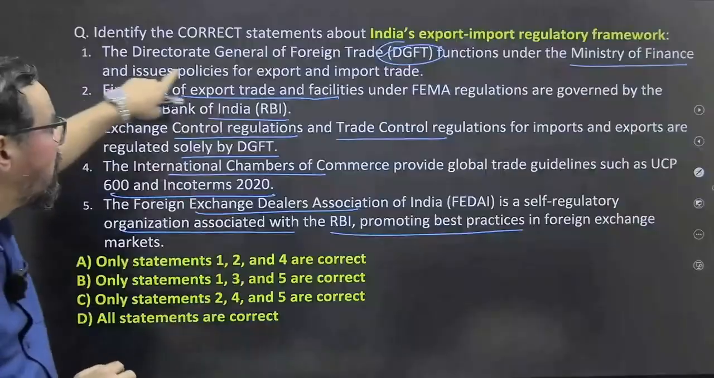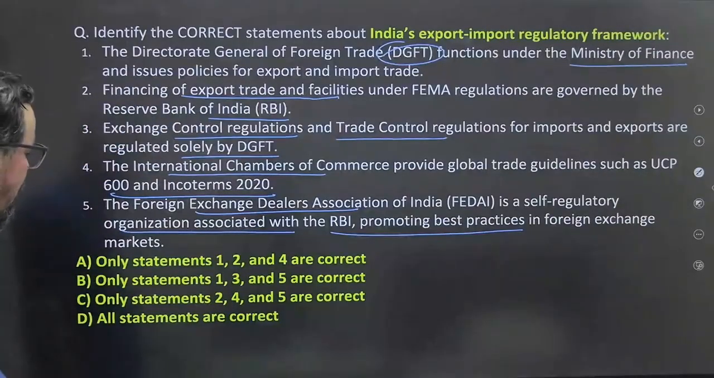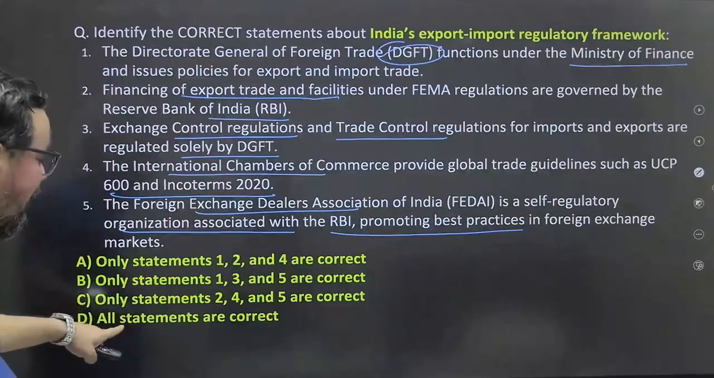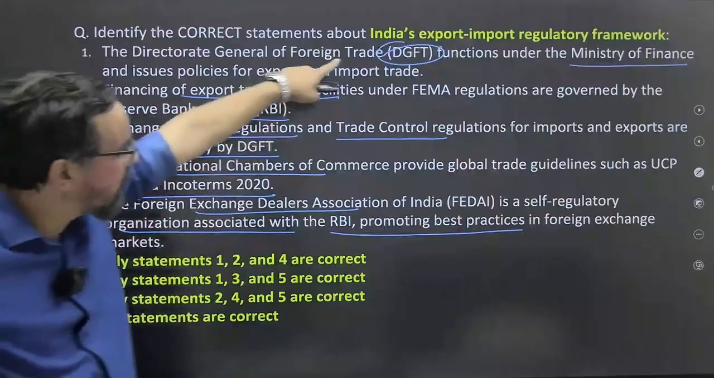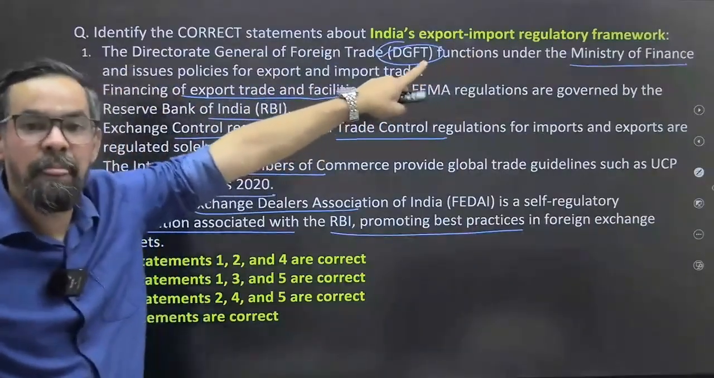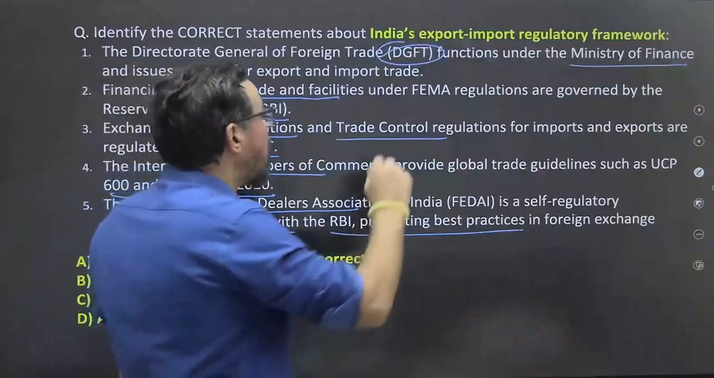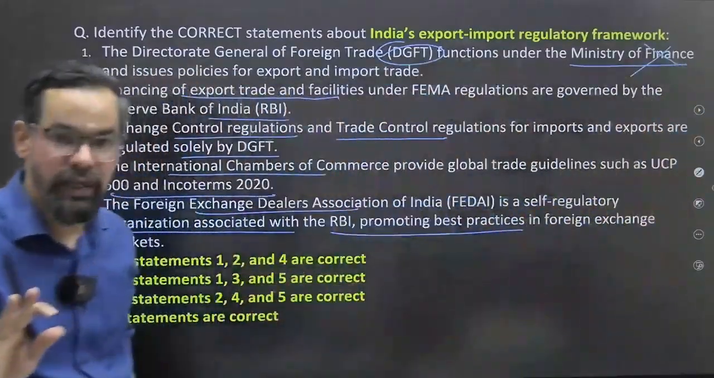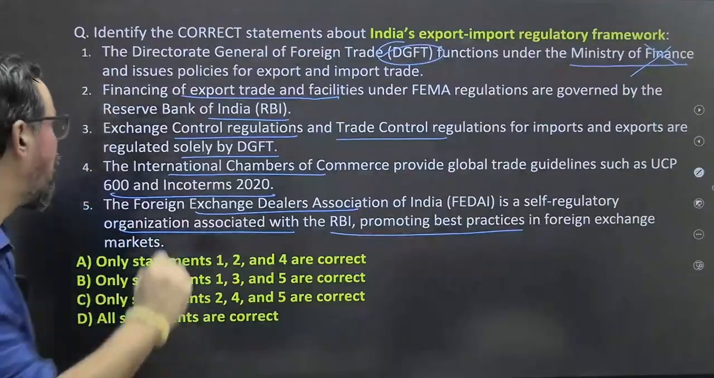First of all, DGFT statement 1. Those who are saying C and D, theek hai? Did anyone say B also? No, all are correct. D you did guesswork, those who said all are correct. How is this correct? DGFT works under the Ministry of Finance? No, DGFT works under the Ministry of Commerce and Industry. It comes under the Ministry of Commerce and Industry. First of all, this is wrong.